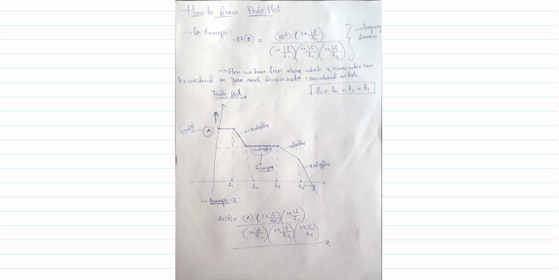Here we have seen that the numerator terms are considered zeros, and the denominator terms are considered poles. So f0, f1, f2, f3 are zeros and poles. f0 is in the numerator, so it is a zero. f1, f2, f3 are in the denominator, so they are poles. So, getting what I'm saying?